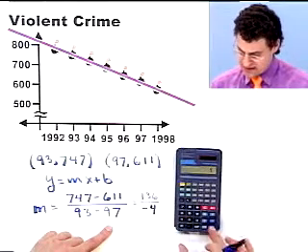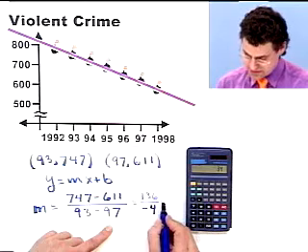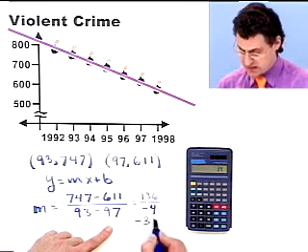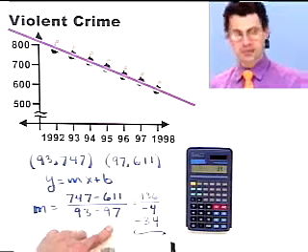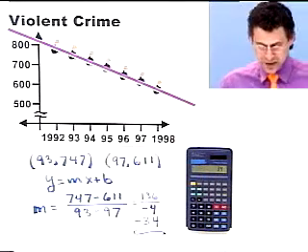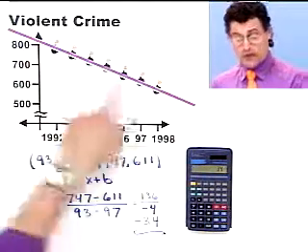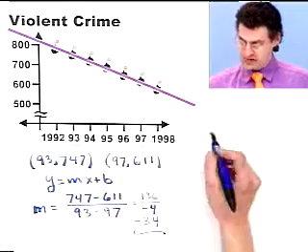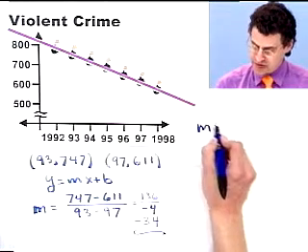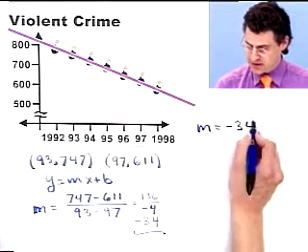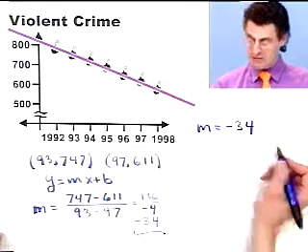And what is that? Well, that equals minus 32. So the slope is minus 34. It's there. Okay, so the slope is negative, that's good, and it's minus 34. So we have the slope equals minus 34, the change in y over the change in x.